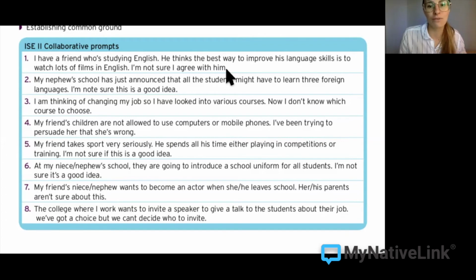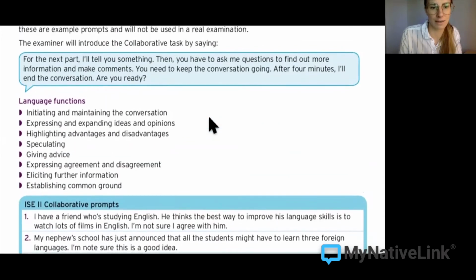Then you could ask for more information about his friend, more information about himself, what films does he watch, why doesn't he think this is a good idea, etc. And during this part of the exam, you have to show that you were able to start a conversation and keep it going, to expand ideas and opinions.